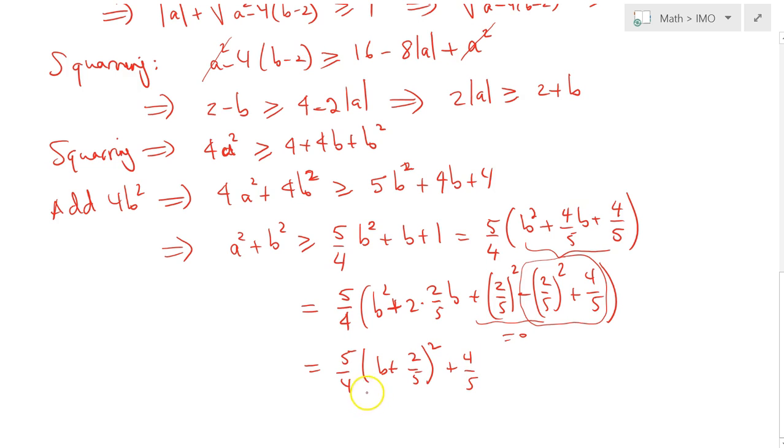And finally we are done, because obviously this expression here is definitely greater than or equal to 0, being a perfect square. So this whole thing is greater than or equal to 0, suggesting that a squared plus b squared has to be greater than or equal to 0 plus 4 over 5, which is just 4 over 5. So therefore the minimum value that a squared plus b squared can take, so that we have at least one real solution to the given quartic, is 4 over 5, and that solves the problem.